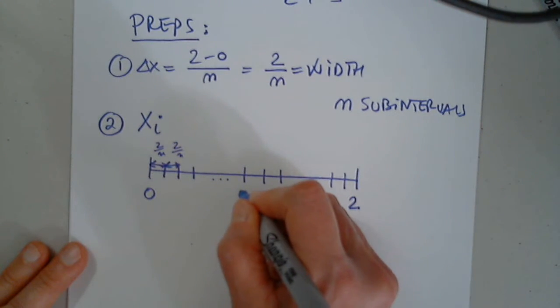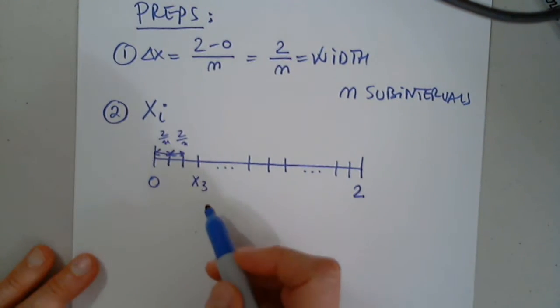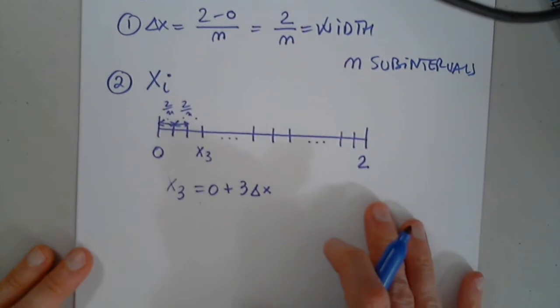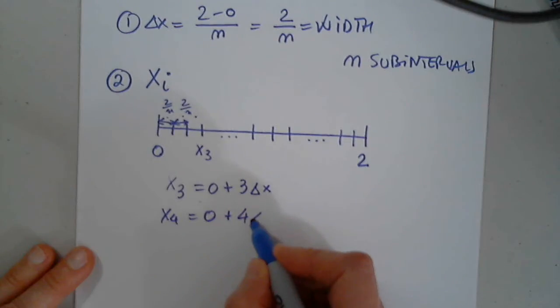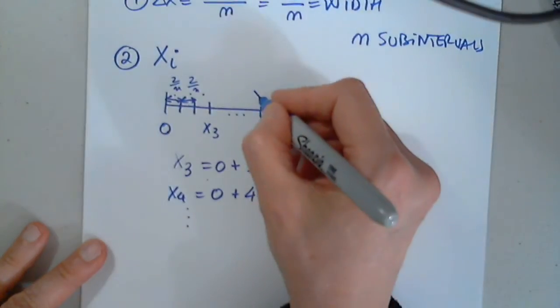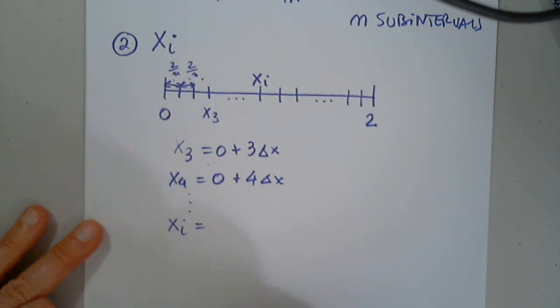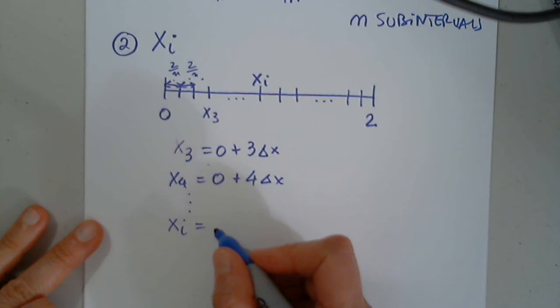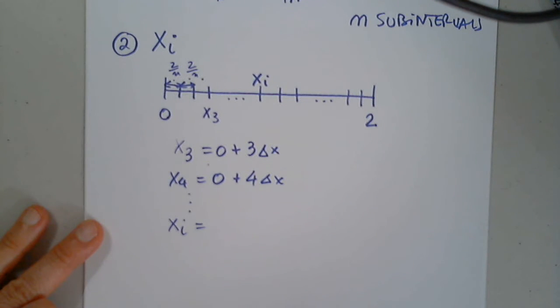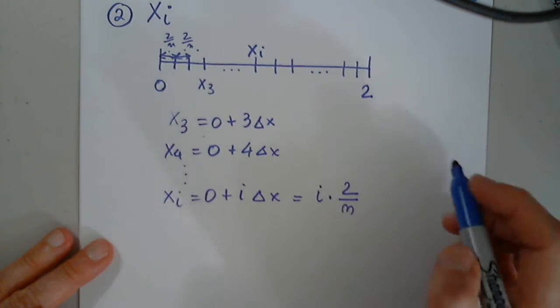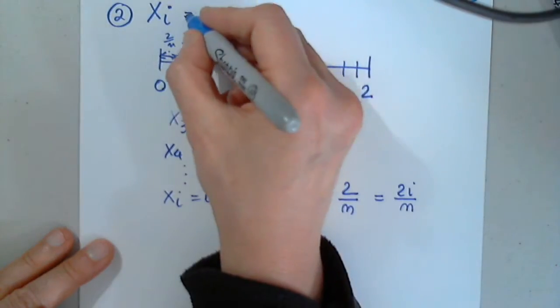So if I want, let's say, x3, x3 equals 0 plus 1, 2, 3 delta x. x4 will be 0 plus 4 delta x. When I get to xi, the ith one, the general one, how do I write xi? Anyone? Zero plus i delta x, in other words, i times 2 over n. Thank you very much. So this is 2i over n.